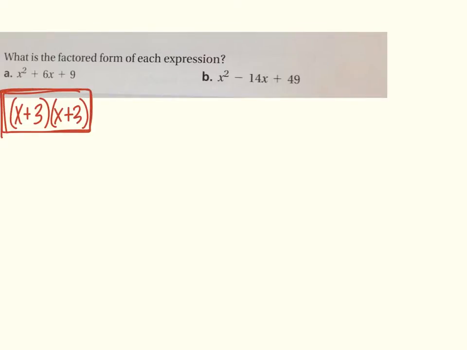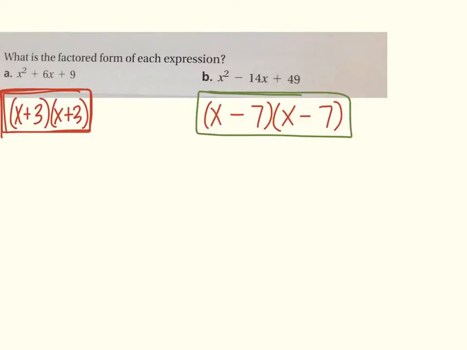Okay. B, perfect square. Perfect square. The square root of that's 7. Square root of that's 1. 7 times 1 is 7. Double it and you get 14. So that's going to be a perfect square trinomial. Square root of the first term is x. Square root of the last term is 7. And your signs are minus plus, so your signs are going to be minus minus. Okay? And that's how you factor a perfect square trinomial.